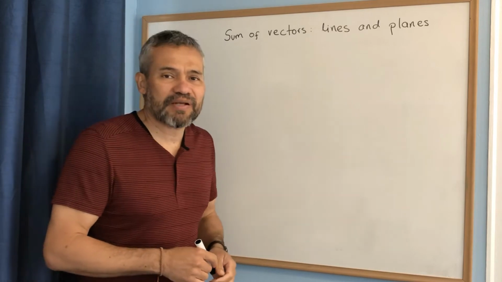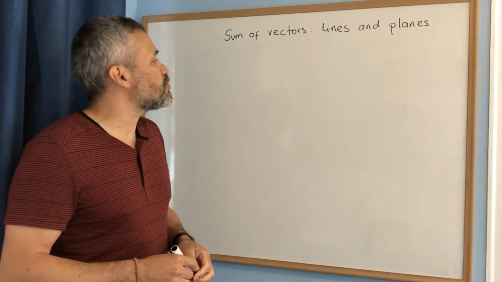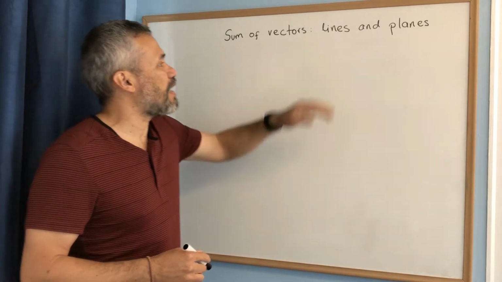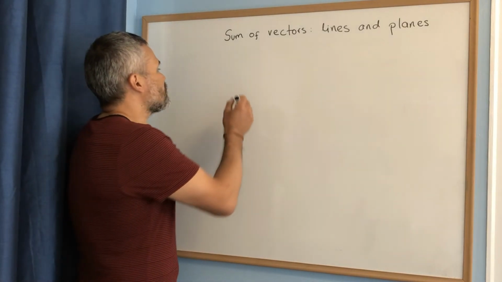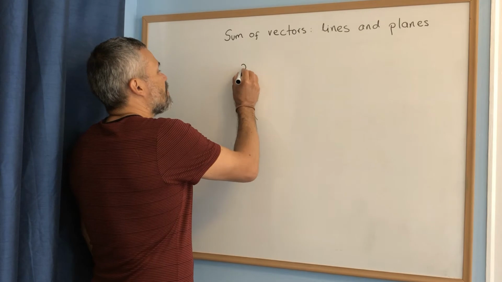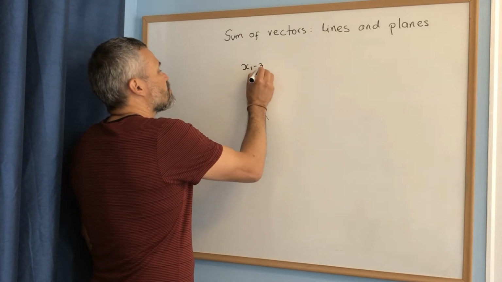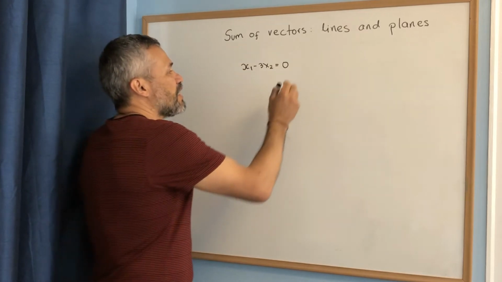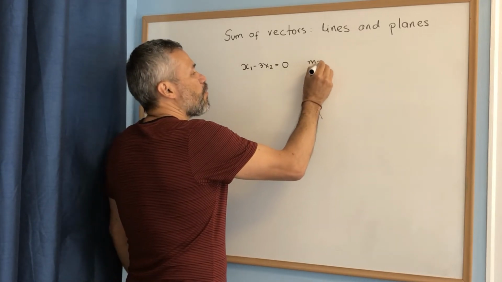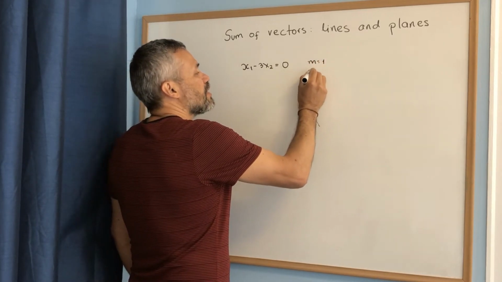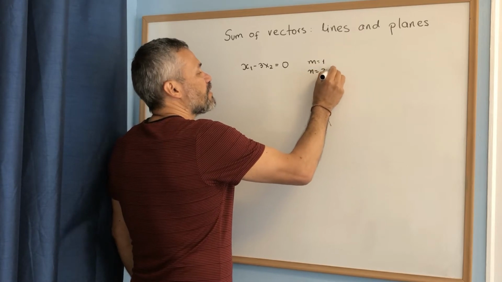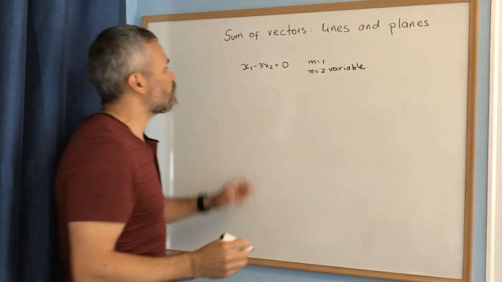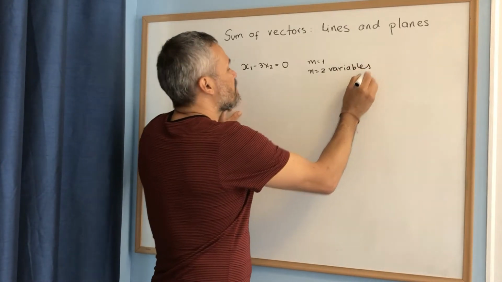In this video, we will explain how the solution set of some linear systems can be viewed as lines and planes. Let's think about this system: x1 minus 3 times x2 equals 0. This can be viewed as a system with m equal 1 equation and n equal 2 variables. We know how to graph this line.